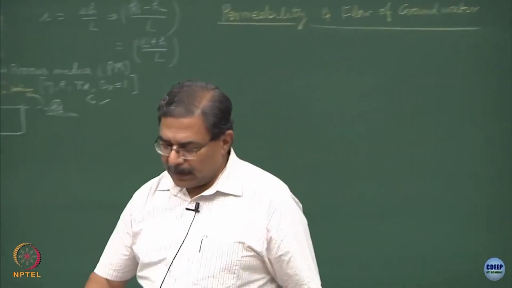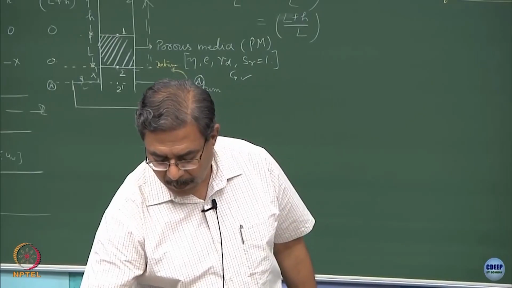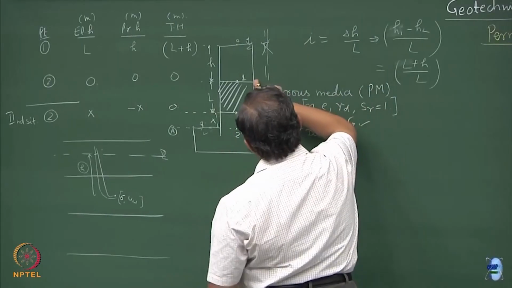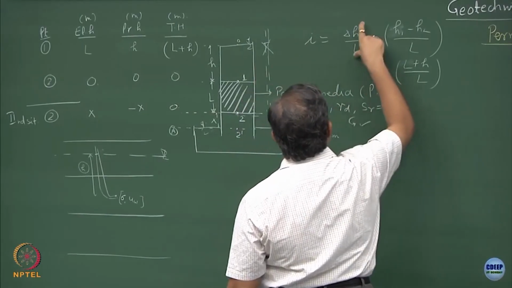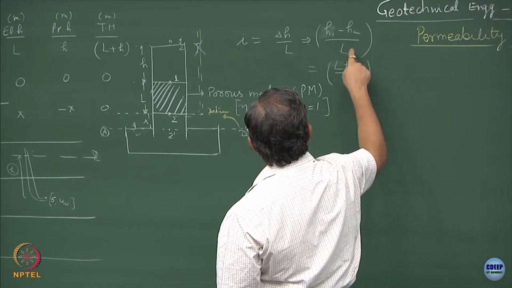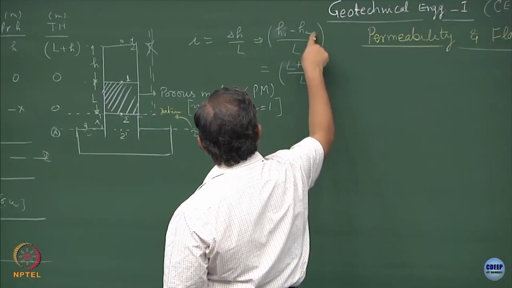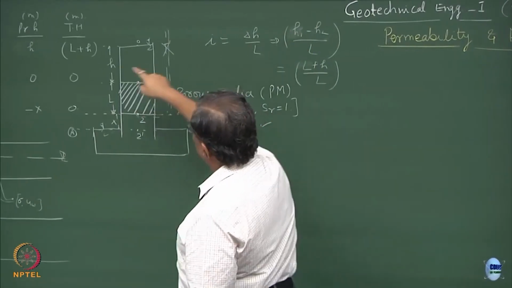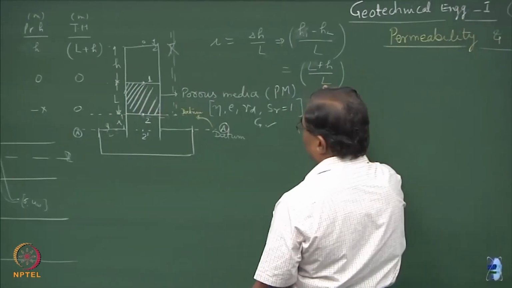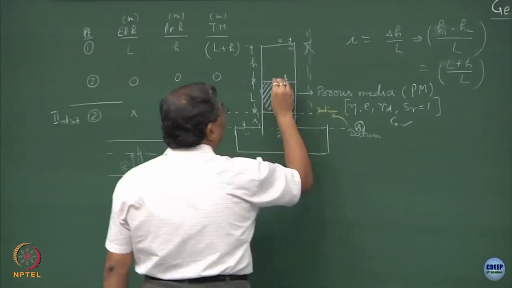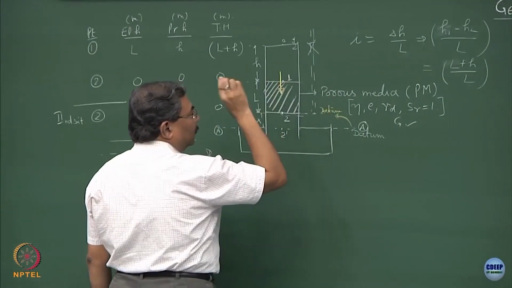Now, what I will do is, I will go ahead with another situation. See, what we have done is, we have established here that the pressure gradient across this sample is delta H upon L, and delta H upon L is nothing but H1 minus H2 upon L. H2 is 0, once you shift the datum over here. H1 is equal to L plus H, divided by L is the hydraulic gradient. Now, this gradient is going to cause the flow through the porous media.